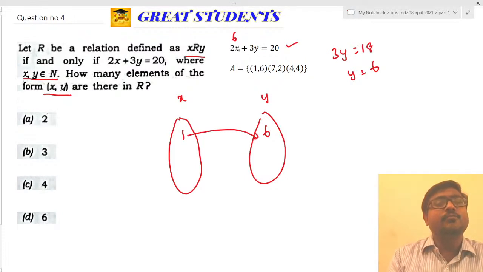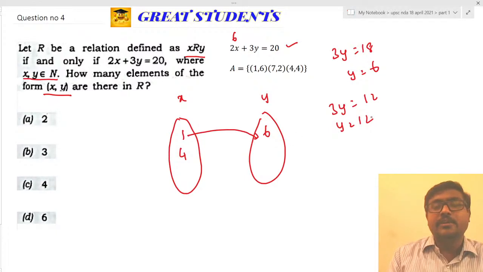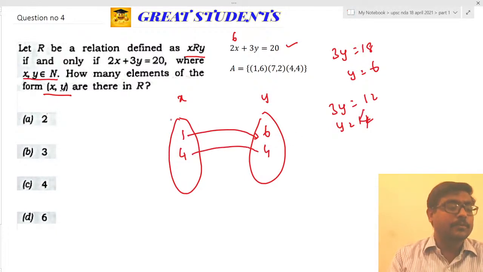When I substitute x equal to 4, what will happen? It becomes 8, and this will become 12. So 3y equal to 12 means y equal to 4. Again 4 comma 4, so 4 is related with 4. So 4 comma 4 is another relation that satisfies.